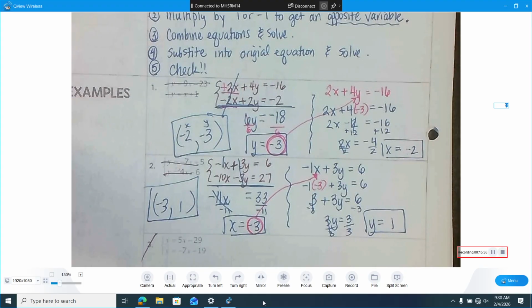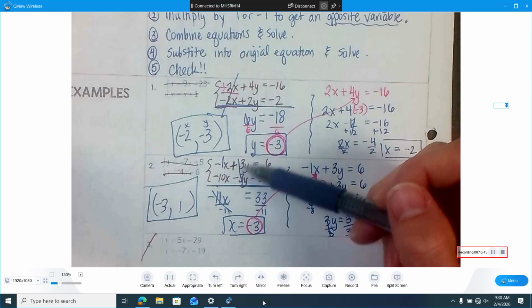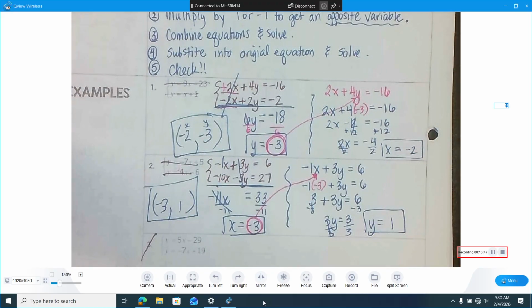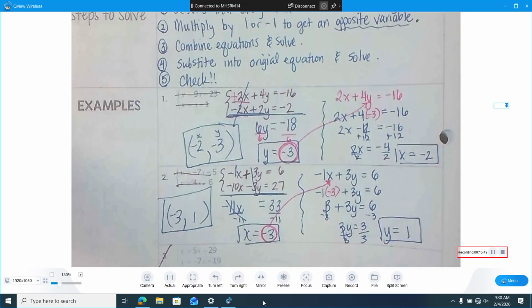All right, what do you think of this? Pretty good, right? So we might have one more step to do because these already had opposites. So we need to turn the page, and we're going to try a couple more.